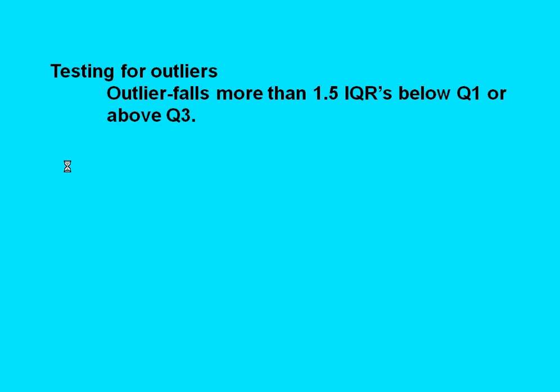Finally, we're going to have a way to test for outliers instead of just looking at a data set and saying, well, I think that might be an outlier, it may not be. If it's an outlier, it's going to fall more than 1.5 IQRs below Q1 or above Q3. We will calculate that in class, so I'll skip the rest of that for now.